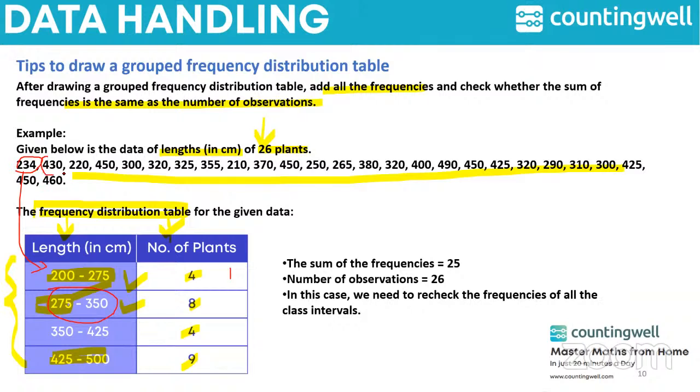Next, you have to check for 430. 430 lies in the class interval 425 to 500. So here we have one observation. Similarly, we'll complete all the 26 observations, and then we have these frequencies. So there will be 4 plants having lengths lying between 200 to 275 and so on.